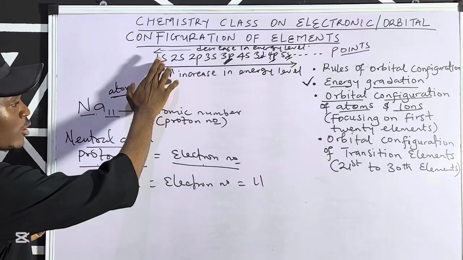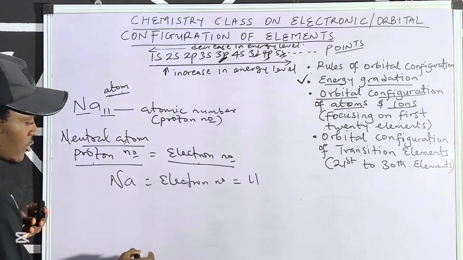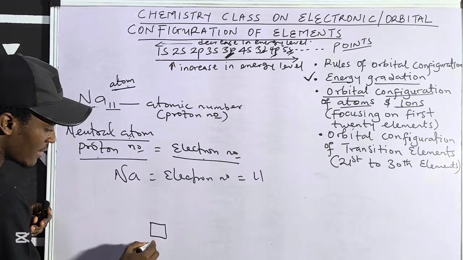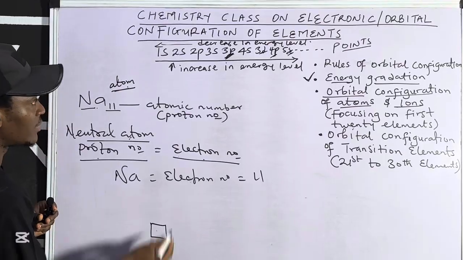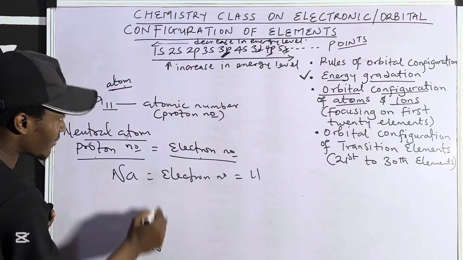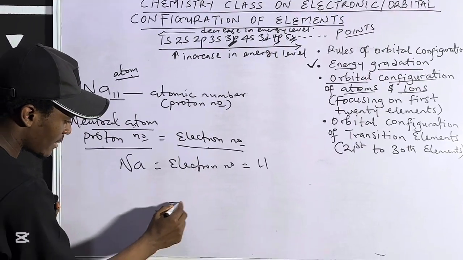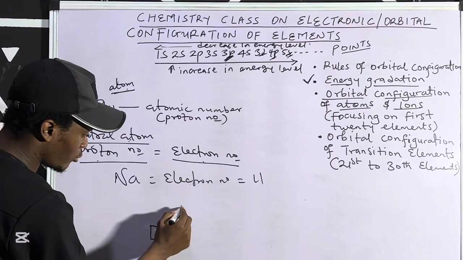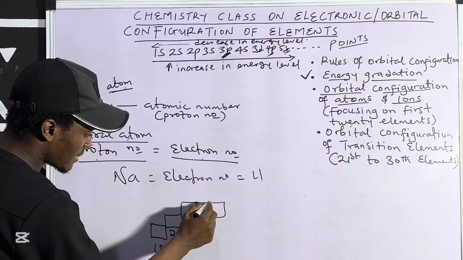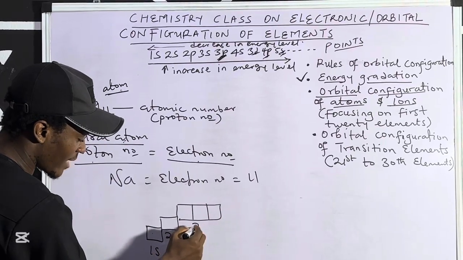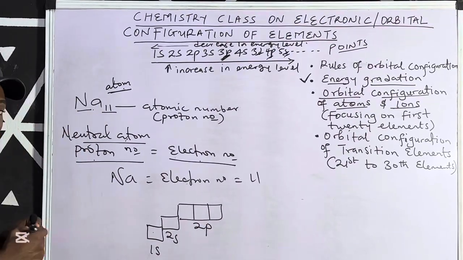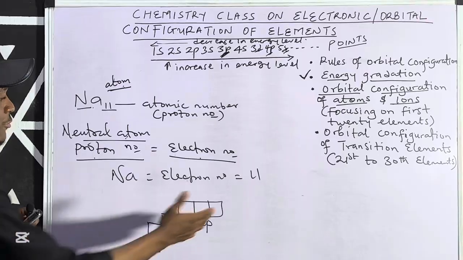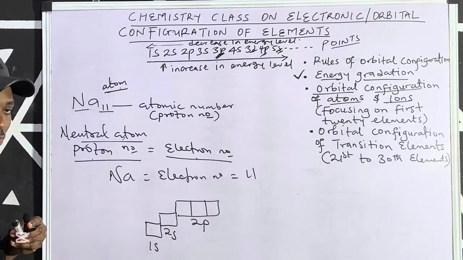Now, the first orbital here is 1s. So I will draw a small box for it because that s only takes 2. After the 1s, you have 2s. Then after 2s, we have what? 2p. So p is split into 3 parts. Remember that. So we write our 2p. So that's how it works. Now, we want to fill 11 electrons. So what are we supposed to do?